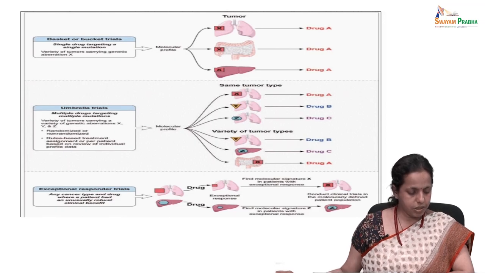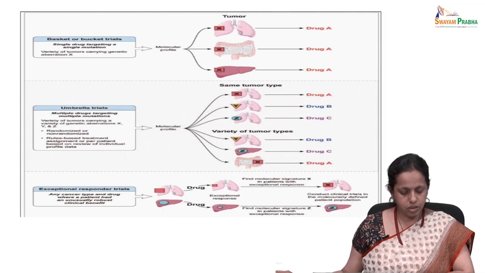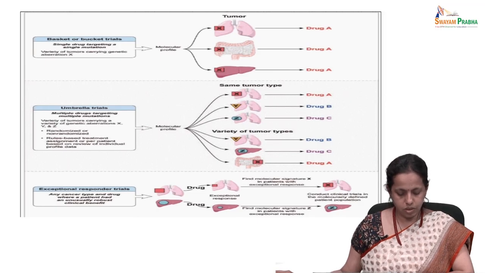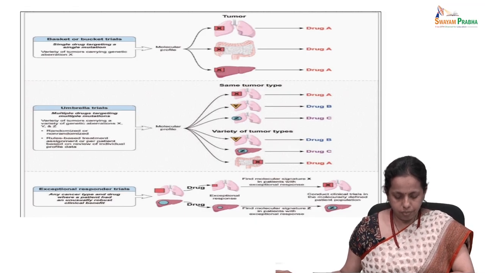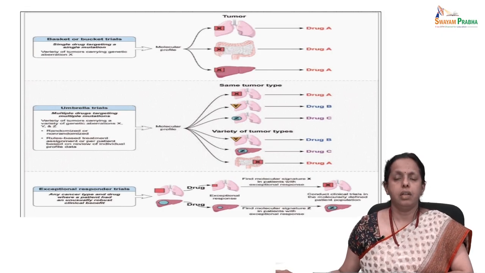Whereas your exceptional responder trials are any cancer type and drug where a patient had unusually robust clinical benefit. This is the very fantastic part. You have the drug, exceptional response, and you can see the size of the tumor coming down. Then you will find the molecular signature X in patients with exceptional response. You will find the molecular signature Z in these particular patients with exceptional response. Then conduct clinical trials in the molecularly defined patient subpopulations.